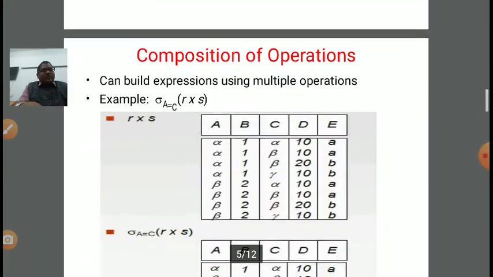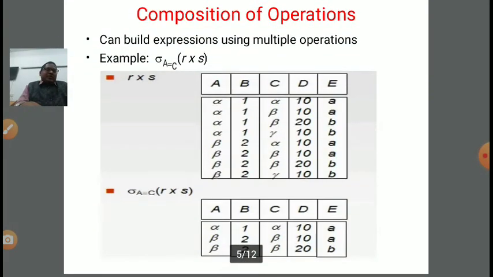Now the next operation is composition of operations. So up to this point we discussed four operations in relational algebra: select operation, project operation, union operation, and Cartesian product, right? So now if we want to merge more than two operations, then can we do this? Yes, we can definitely do this.